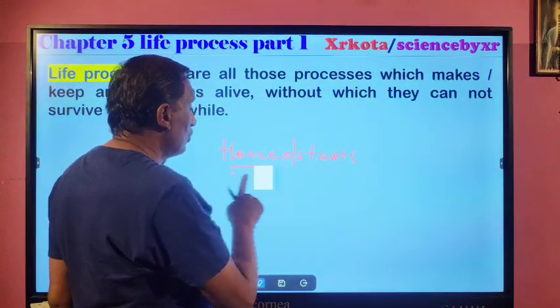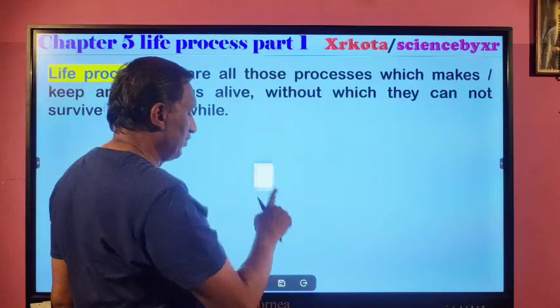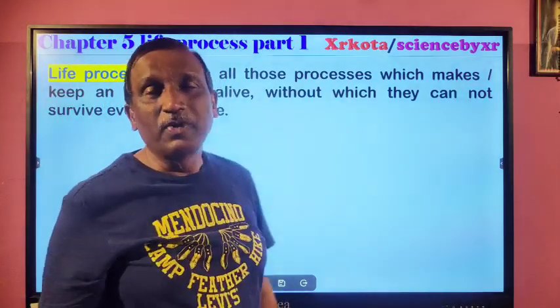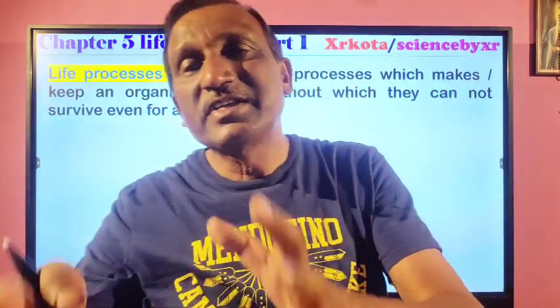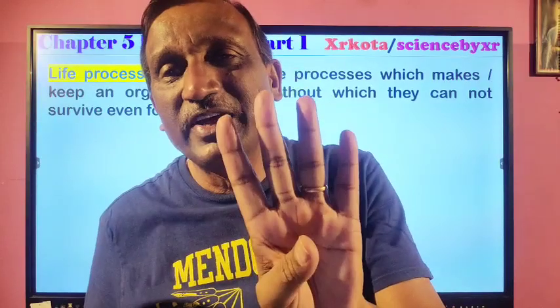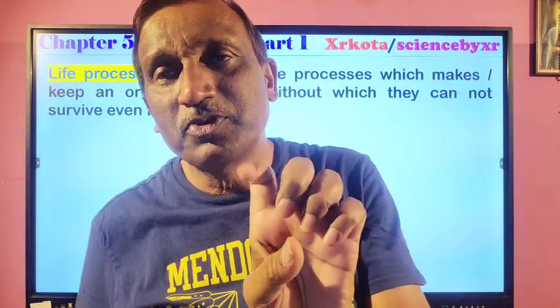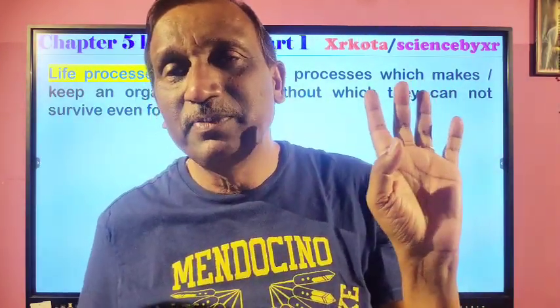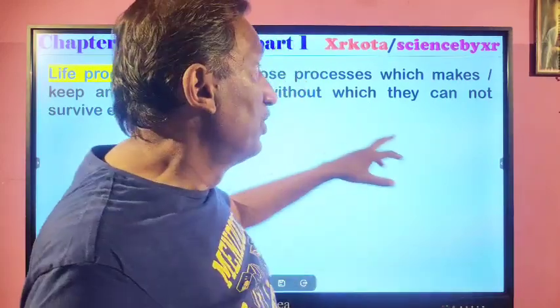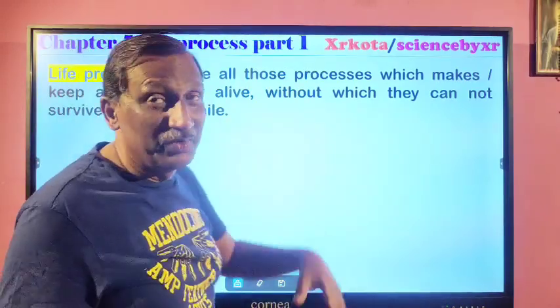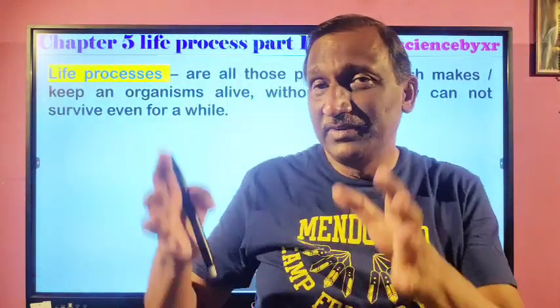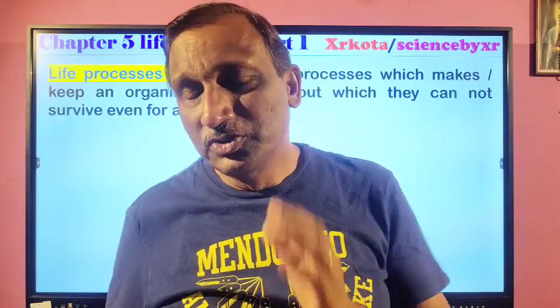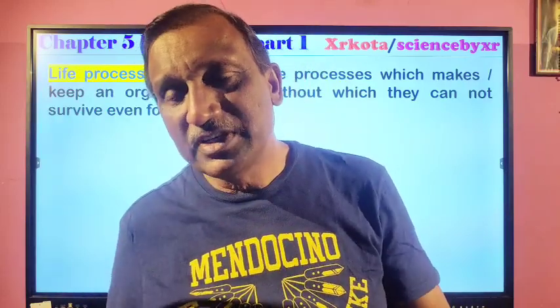So I said so many properties of living beings, but they were all properties. But all these properties are made possible because of the four life processes. If life processes are not there, none of these properties will be shown by the living beings. These properties make us alive. What is meant by staying alive? Staying alive means we are able to show these properties, so all these properties are going on in our body.